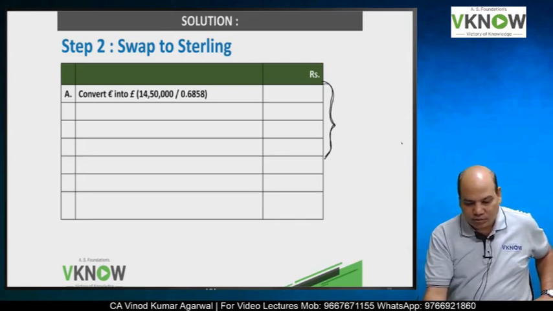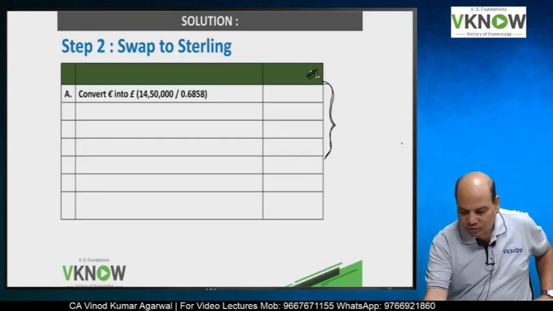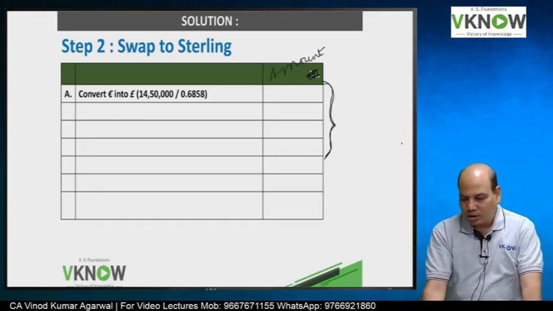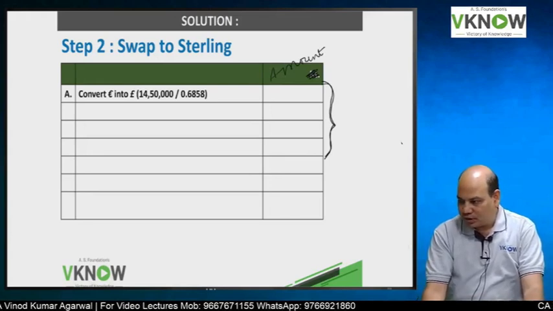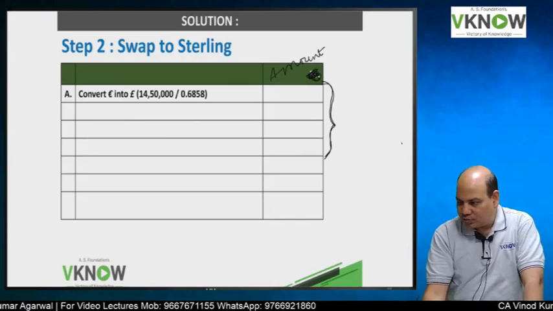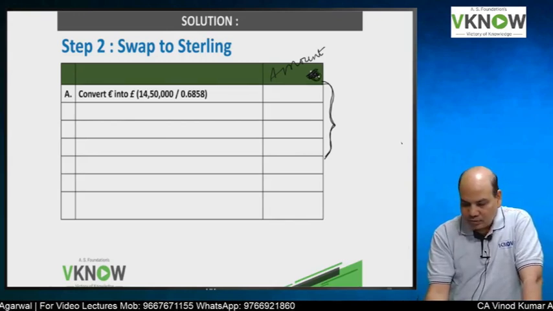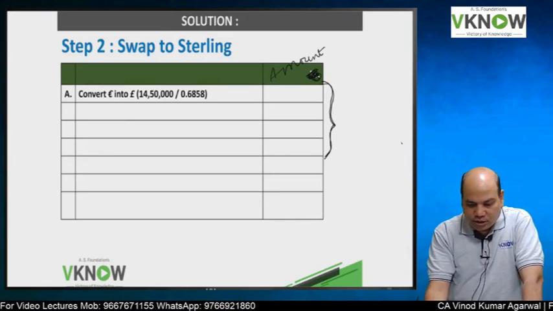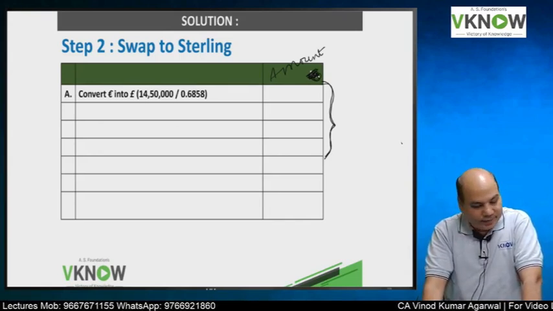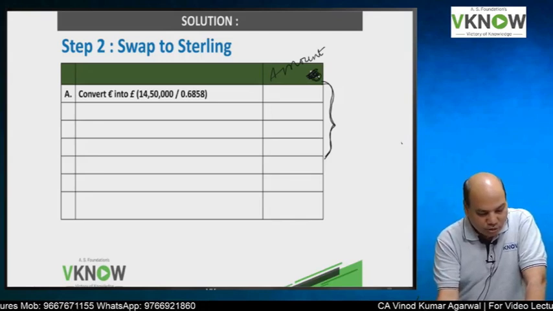So first you write down, on the right hand side, amount. Don't write rupees, cut the rupees, because we are used to writing rupees every time. When we go to the moon also, we'll write rupees there also. Convert euro into pound. How many euros are there?